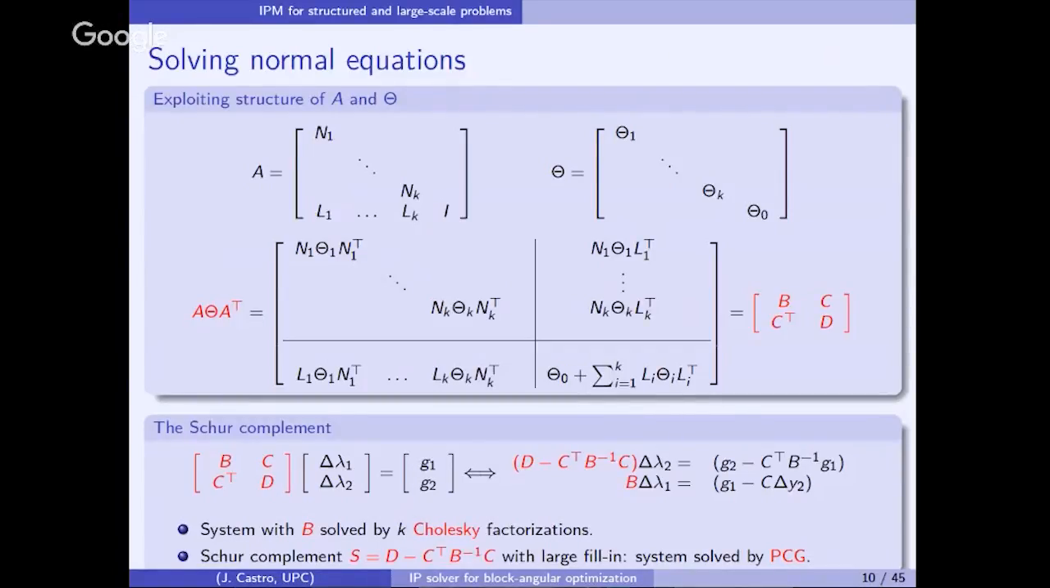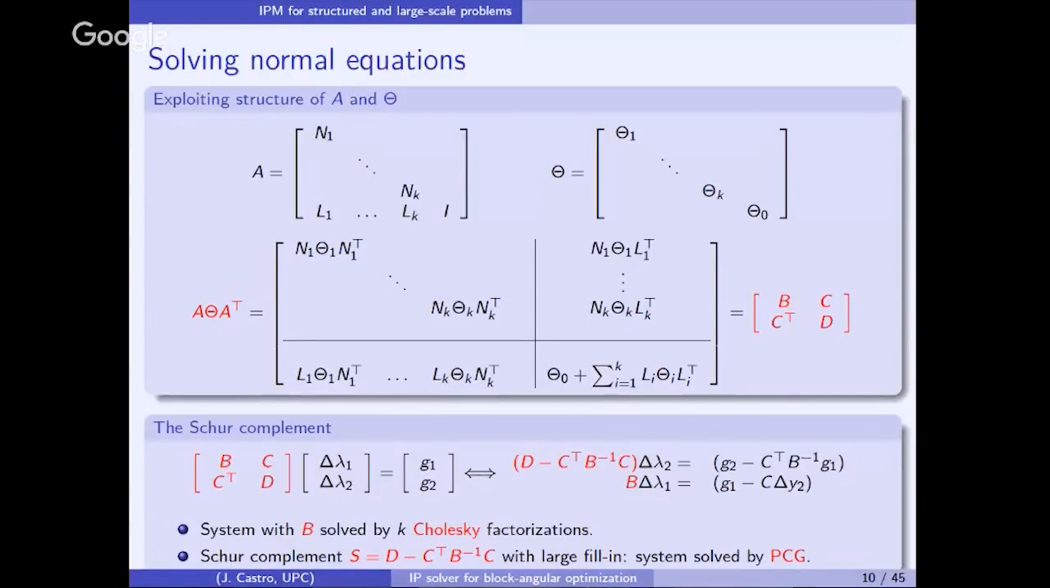Why? Because B is a block matrix, a block diagonal matrix. So you can apply Cholesky factorization for these small parts. What about the second part? This is the Schur complement of the system. This part, D minus C transpose B inverse C, in general, cannot be computed. It's too difficult for two reasons. First reason, you need the inverse of B. That's difficult, or you have to solve a lot of systems with C.